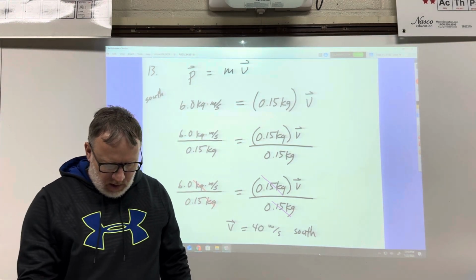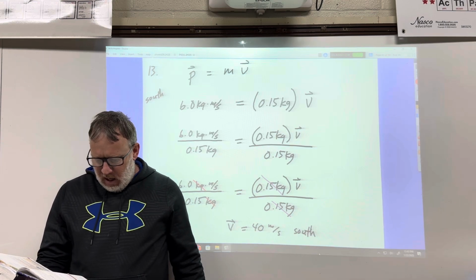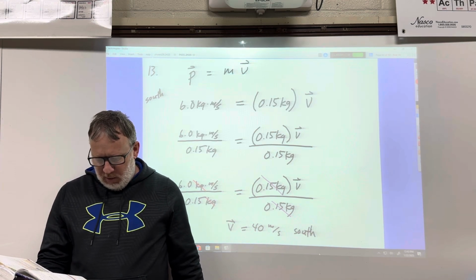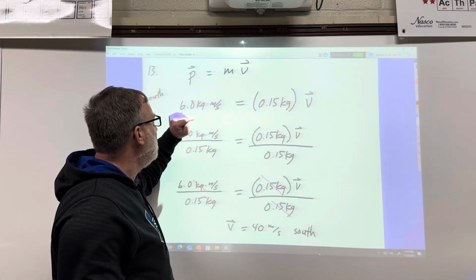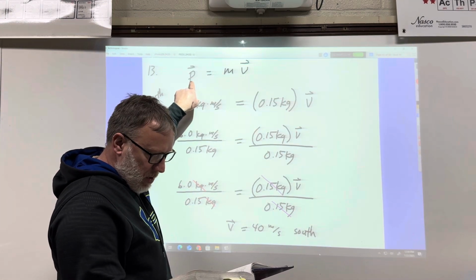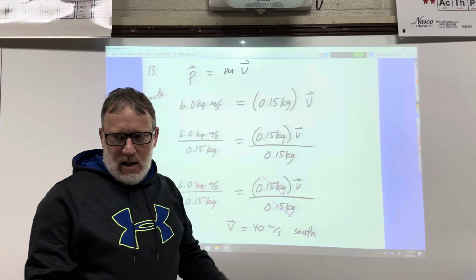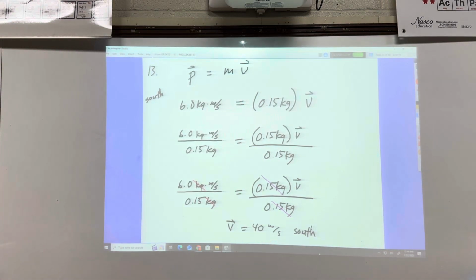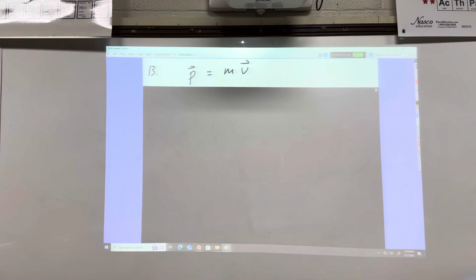Next question. Number 14. Find the mass of a person walking west at a speed of 0.8 meters per second with a momentum of 52 kilograms times meters per second west. We have momentum. We have speed. We're looking for mass this time. Number 14.